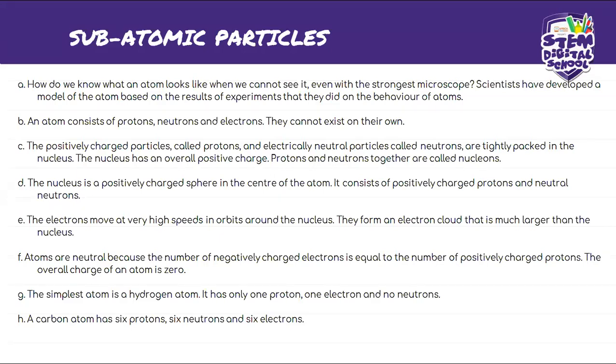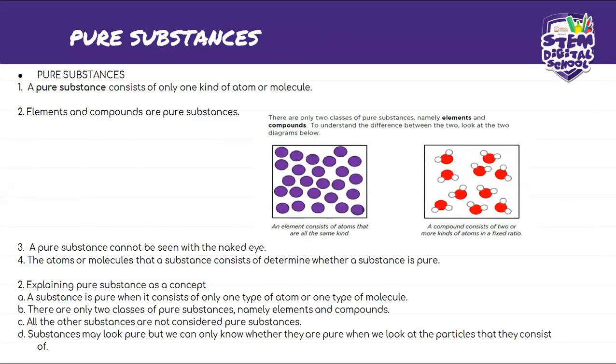All right. The simplest atom is the hydrogen. It has only 1 proton and 1 electron and no neutrons. A carbon atom has what? 6 protons, 6 neutrons, and what? 6 electrons. Okay. Now, let's look at pure substances.